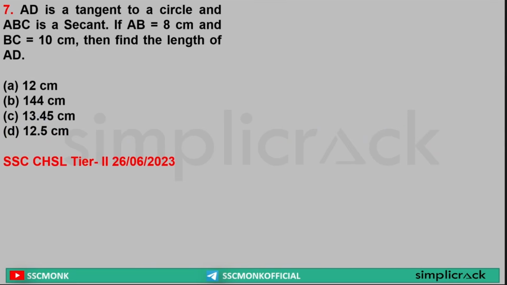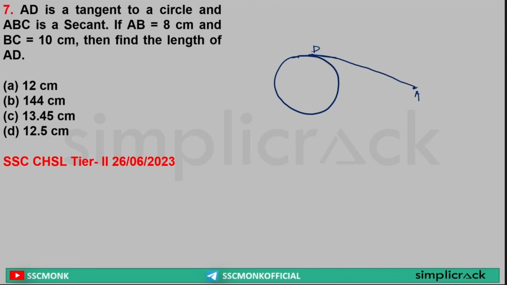Next. AD is a tangent to a circle. ABC is a secant. AB is equal to 8 centimeter. BC is equal to 10 centimeter. Then find the length of AD. Now understand this. Let's say this is a circle. This is a point A. From A there is a tangent, here D. So AD is the tangent.